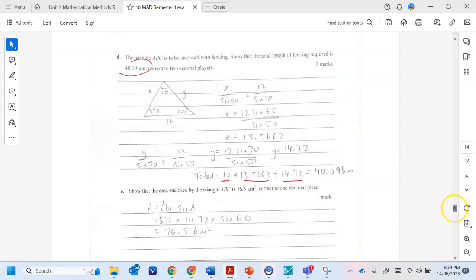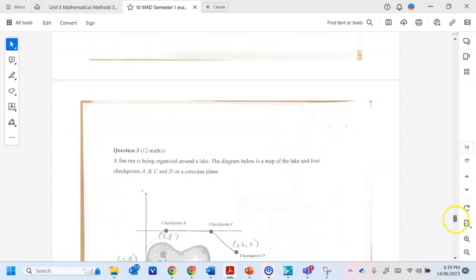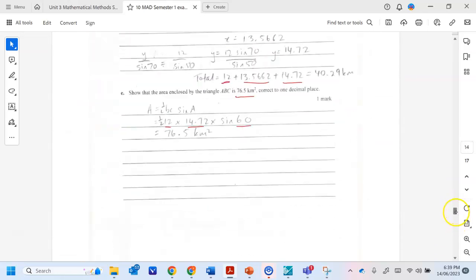All right, just making sure you also put everything on your triangle and label it. That's the most important thing. All right, show that the area enclosed is 76.5. So I used this formula, half BC sine A. So B and C, and then your included angle. So just making sure you're using the correct values for that area formula. Was that the last one?